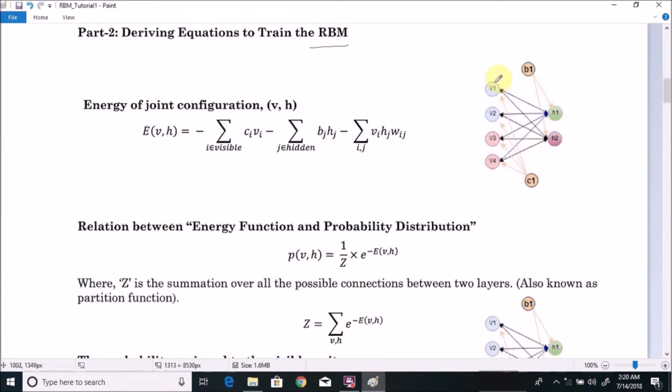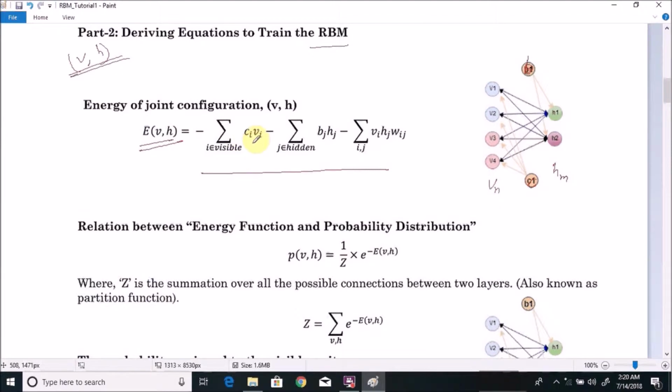Suppose we have a simple restricted Boltzmann machine with visible units V1, V2, V3, V4 till Vn and hidden units H1, H2 till Hm. We have a bias known as C attached with all visible units and a single bias B attached with all hidden units. Now, the joint configuration of visible and hidden units can have the energy represented as E(V,H), and it can be given by these equations.